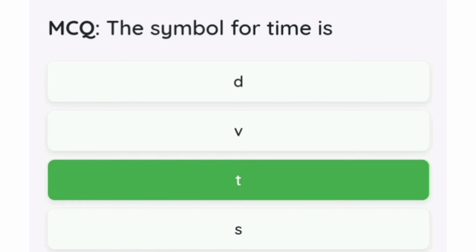And the first one is for distance, the second one is for velocity, the third one is for time, and the last one is for seconds.